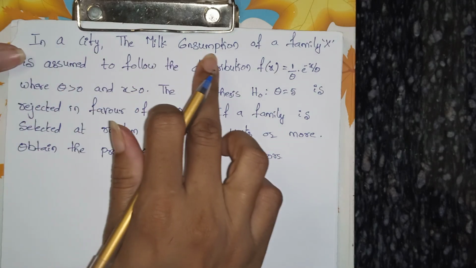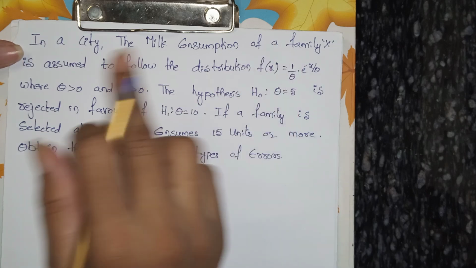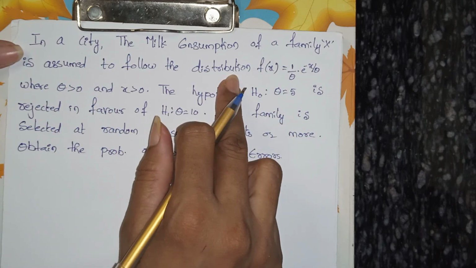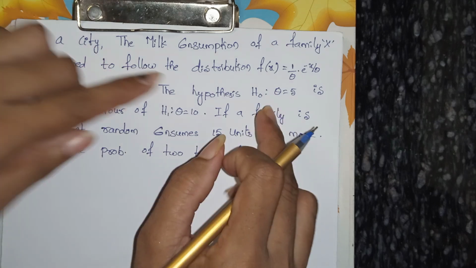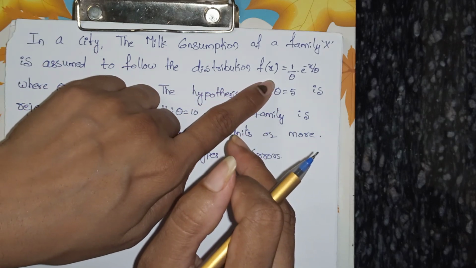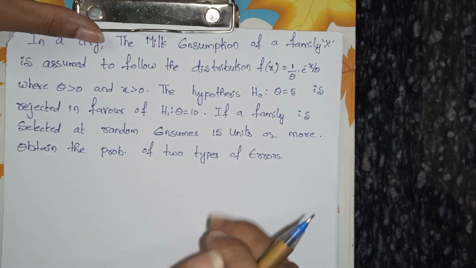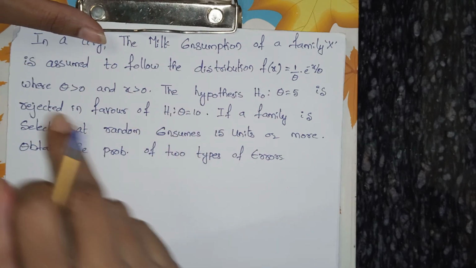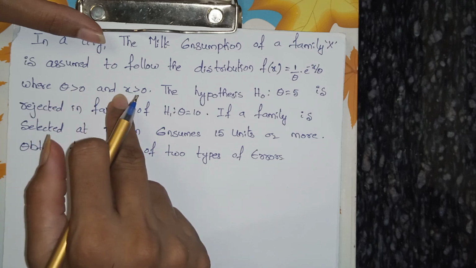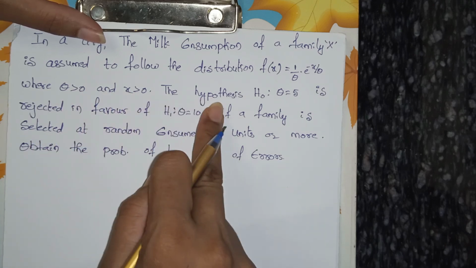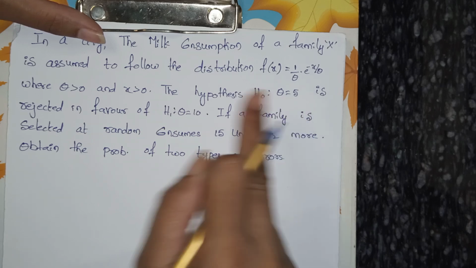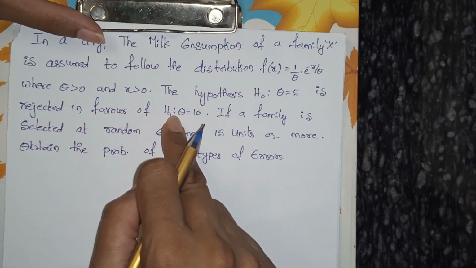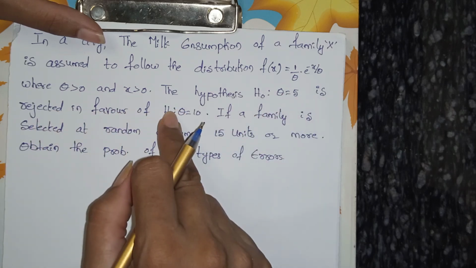In a city, the milk consumption of a family X is assumed to follow the distribution. Some families are consuming milk and they follow this probability density function: f of x equals 1 by theta into e to the power of minus x by theta, where theta greater than 0 and x greater than 0. The hypothesis H naught, which is the null hypothesis, theta equals 5, is rejected in favor of H1.